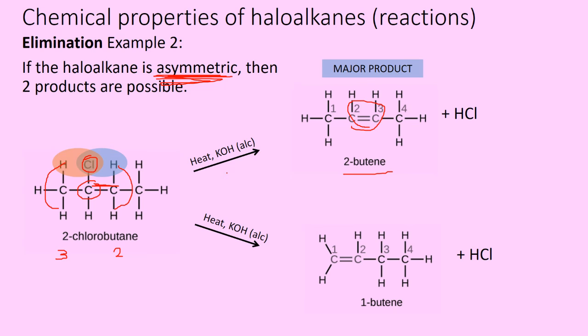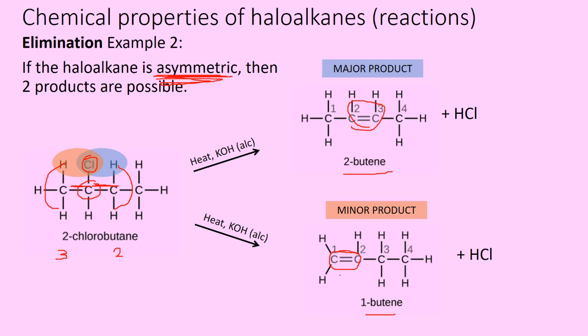All right, so this one here with the blue circle becomes the major product, and this one here with the orange circle, this carbon has 3 hydrogens, so it is the least likely to form the double bond. And if it takes this hydrogen, then it's going to have a double bond here. Okay, and that would be 1-butene. So 1-butene is the minor product.